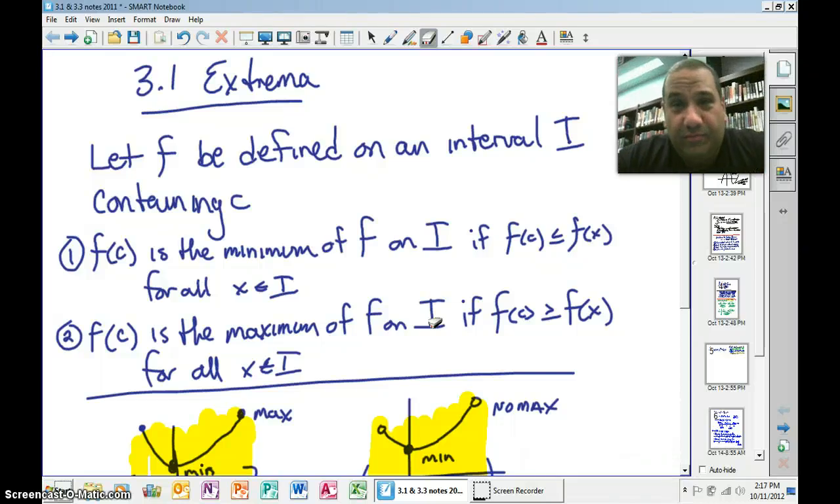Hey class, it's me again doing 3.1. We're doing 3.1 to 3.3 because they're pretty connected, and 3.1 is Extrema.